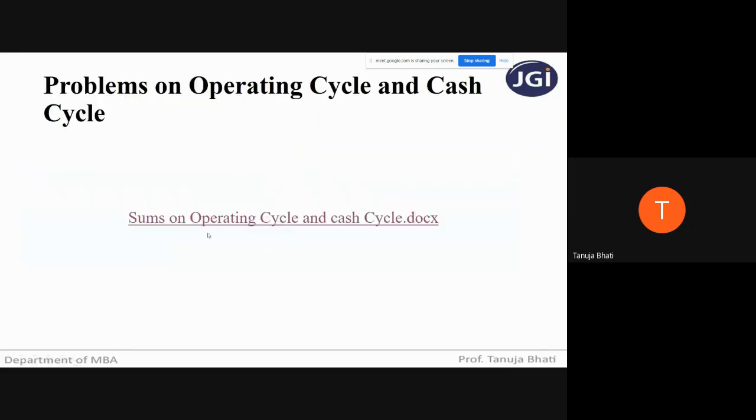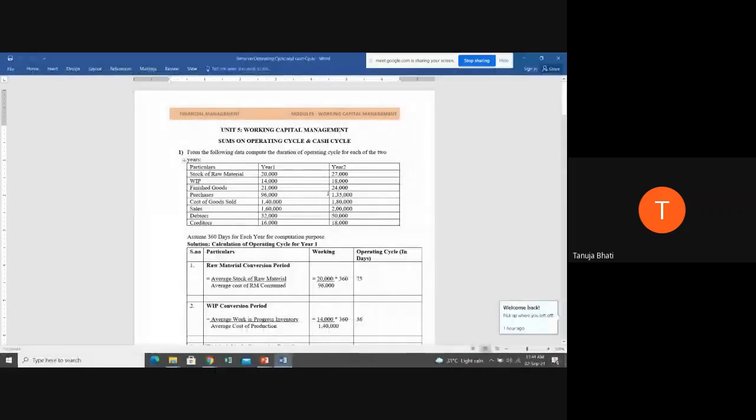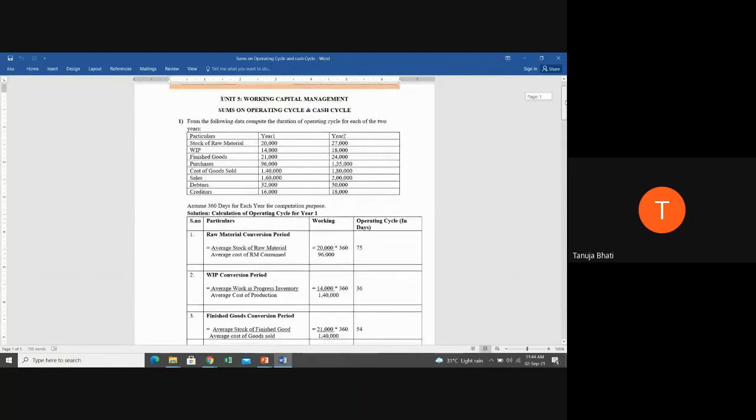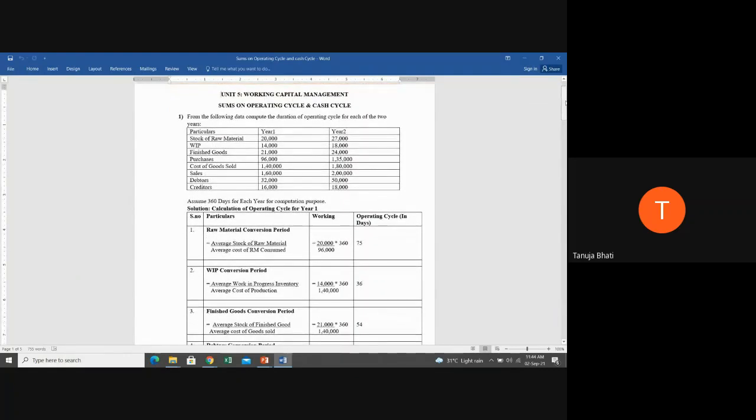So now let us see sums on operating cycle and cash cycle. Is the screen visible to everyone? Is this Word document visible to everyone? Yes, yes, ma'am.